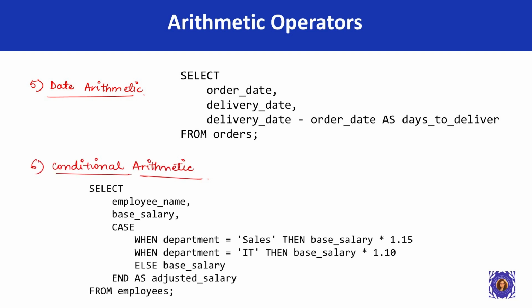Next, we look at conditional arithmetic, which allows you to apply different calculations based on specific conditions, often using a case statement. In this example, we're selecting employee_name and base_salary from the employees table. The case statement then calculates an adjusted_salary. If the department is sales, the base_salary is increased by 15%. If it's IT, it's increased by 10%. Otherwise, the base_salary remains unchanged. This is a highly flexible way to implement business logic directly in your queries.